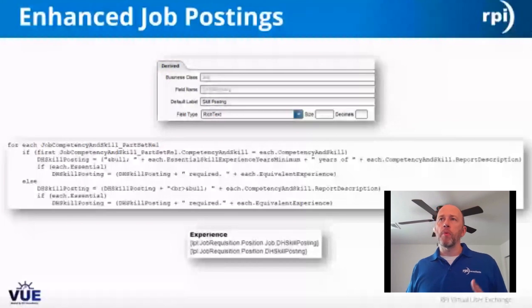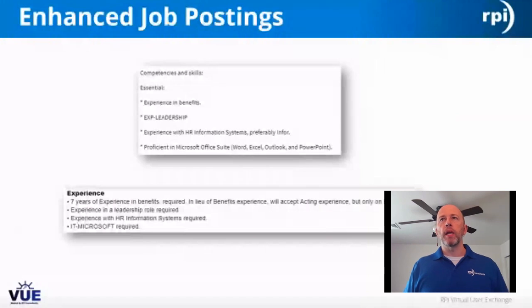And a couple of notes to take away here. My field type is defined as rich text, and that allows me to put some HTML code in, such as the ampersand bull for a bullet point. So again, if I go back, you can see at the beginning I've got a bullet point as opposed to just an asterisk.